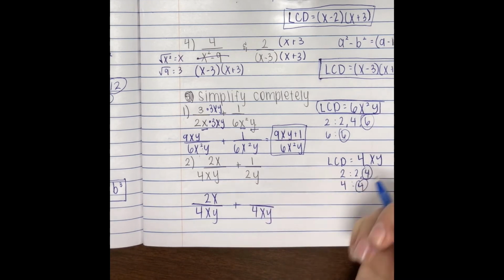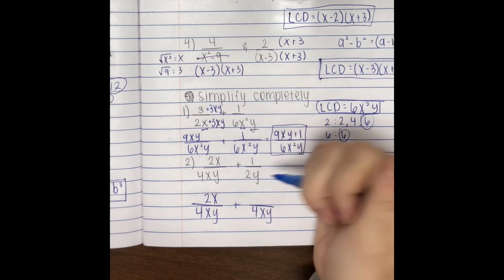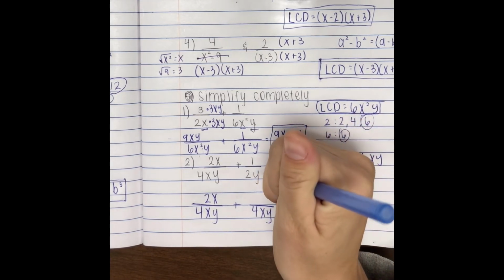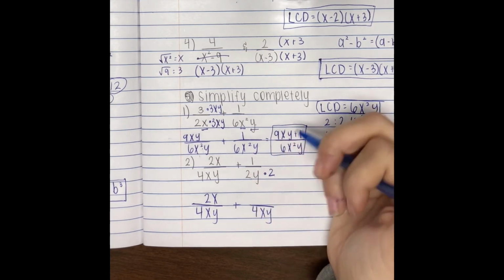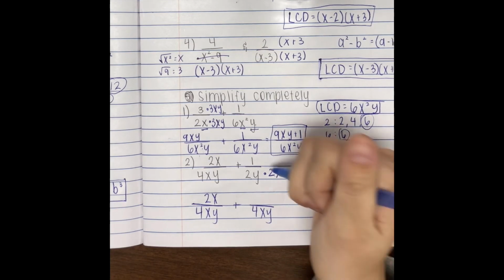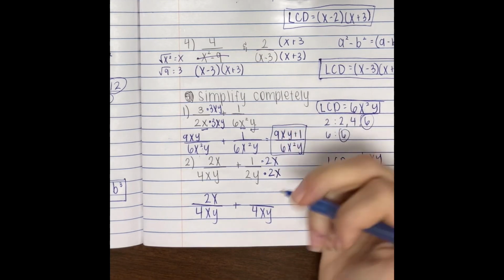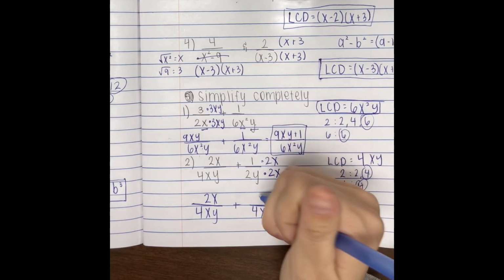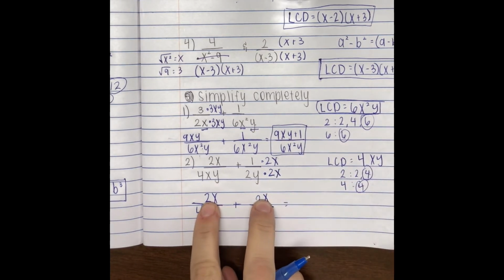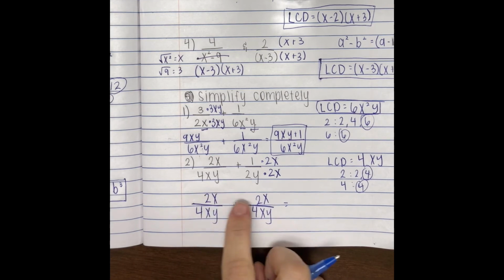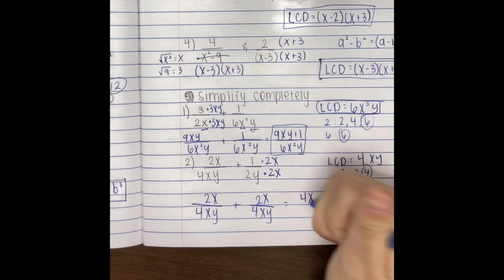And then over here, I just need to multiply 2y by another 2. 2 times 2 to be 4. And I need to multiply by an x. So I get a 1 times 2x on top is 2x. These are actually like terms, so I can add those together. 2x plus 2x gives me 4x over 4xy.